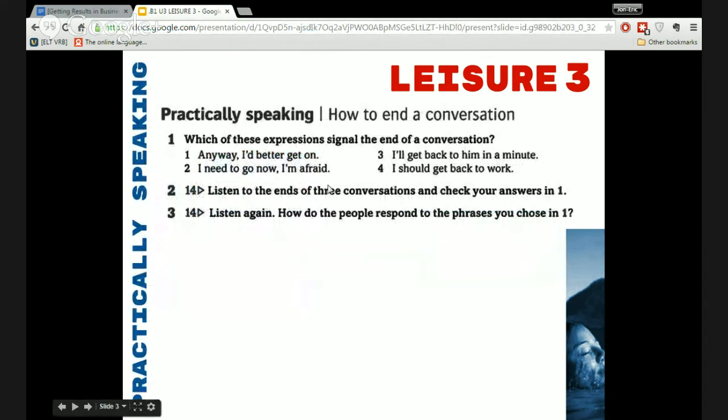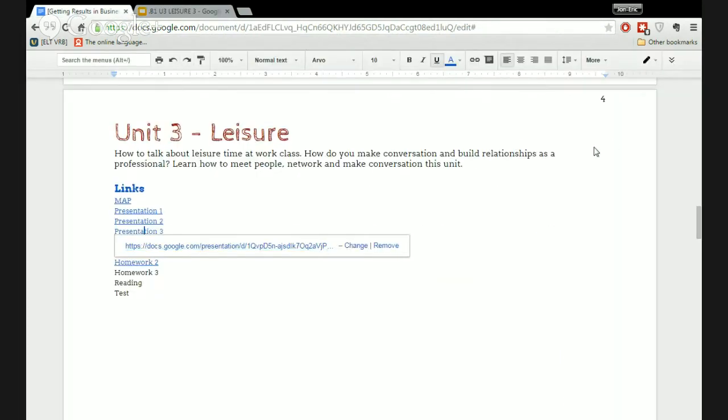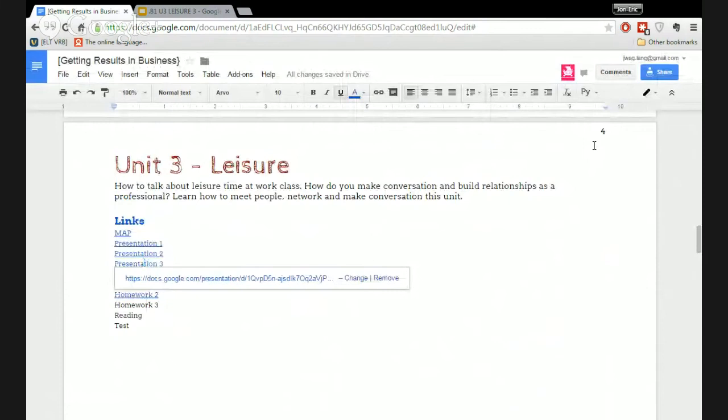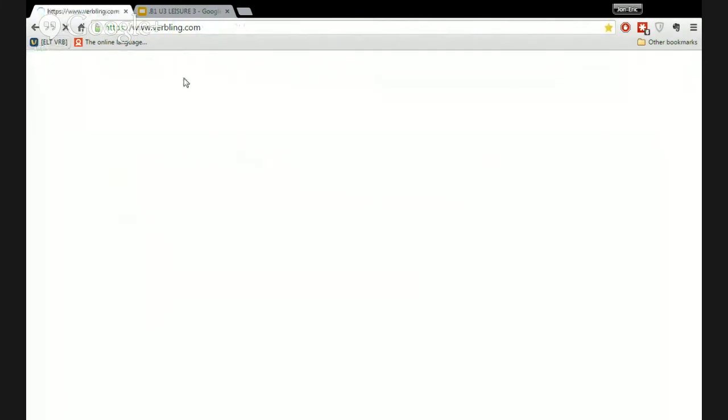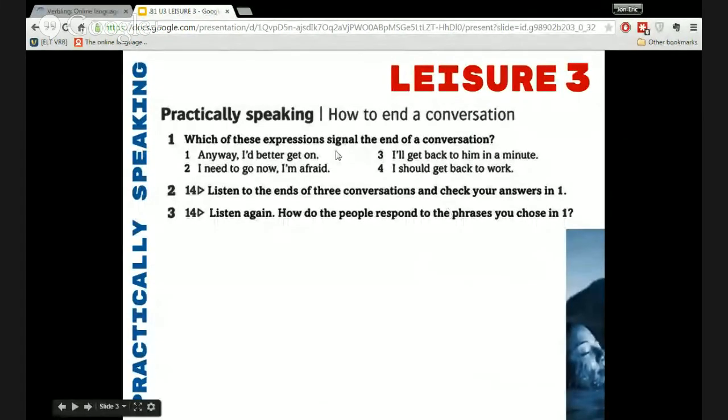One of the first things we're going to do is listen to different expressions and then see how they sound in an actual conversation. So you can see some of those expressions on screen right now. Okay, what you might want to do is read those expressions to yourself and decide which of these expressions signals the end of a conversation. Okay?